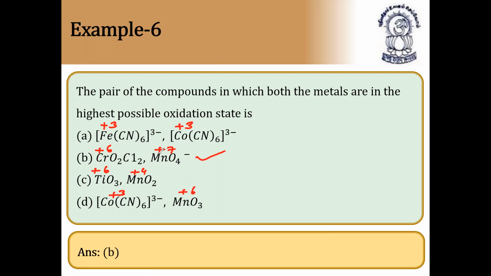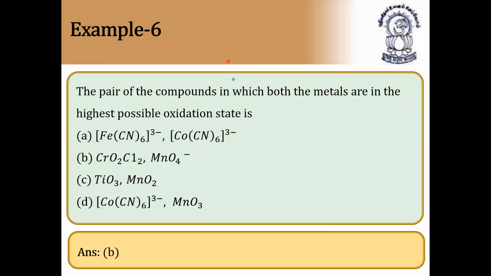So manganese is in its highest oxidation state, and chromium is also in its highest oxidation state. Beyond this, chromium cannot exhibit +7 and manganese cannot exhibit +8. So that's why this is the pair of compounds in which both the metals are in the highest possible oxidation state: chromium in +6 and manganese in +7. So the answer is option B. I hope it is clear.